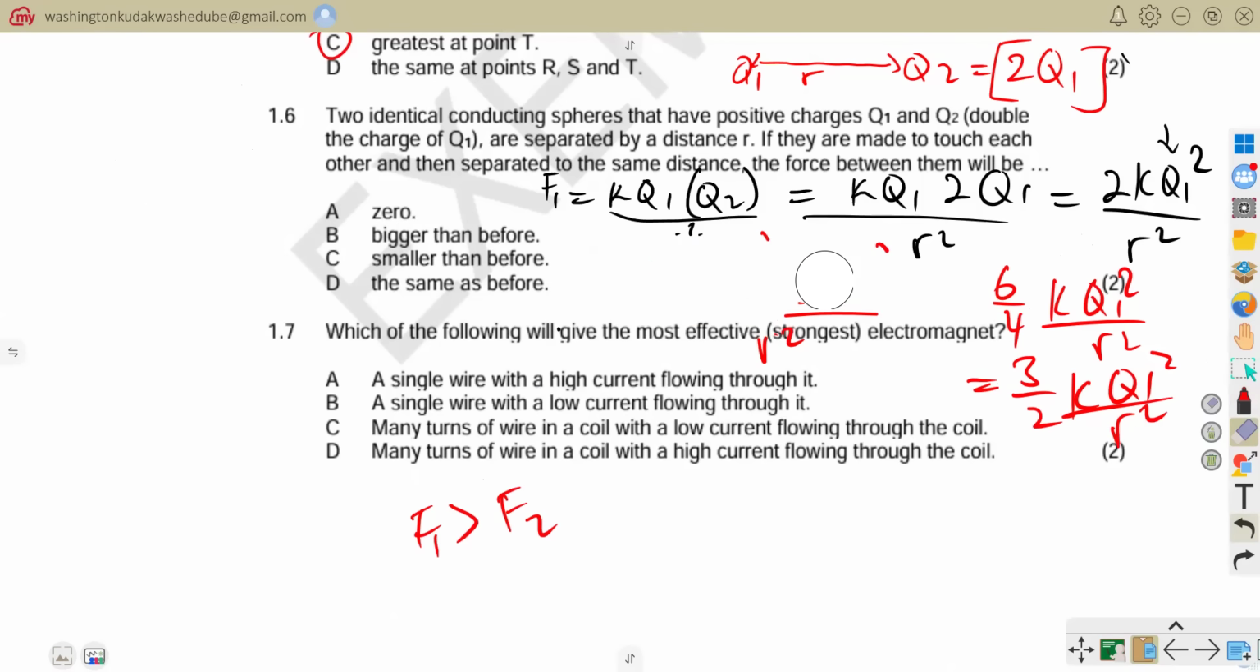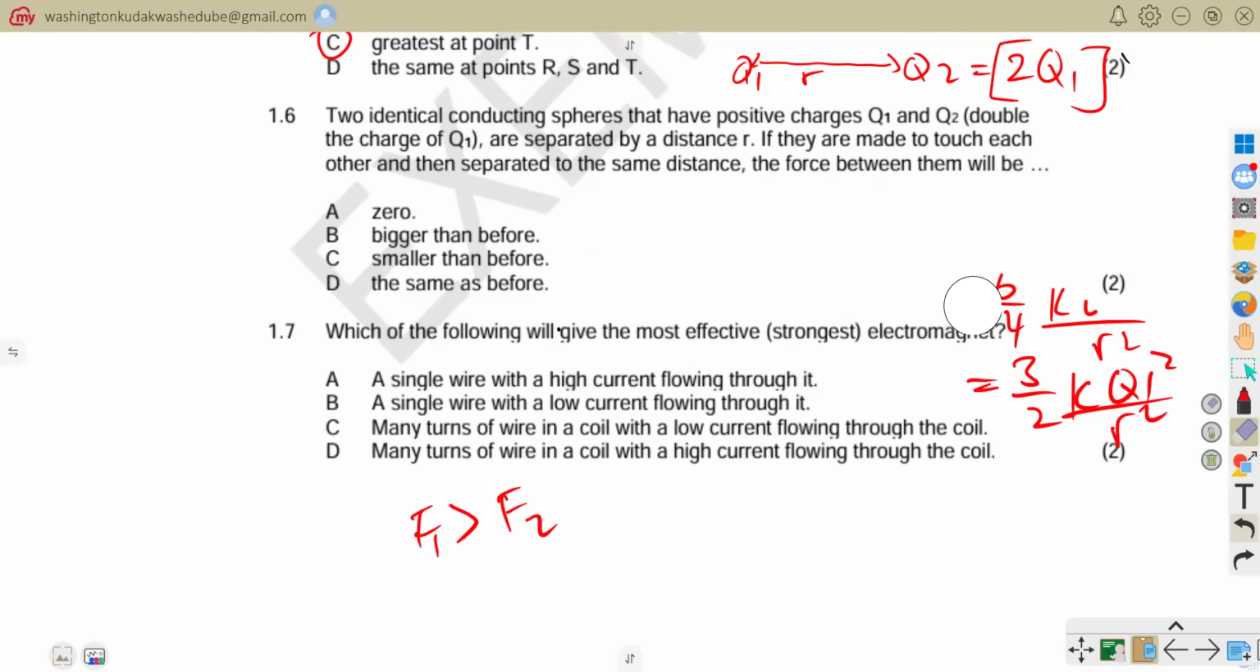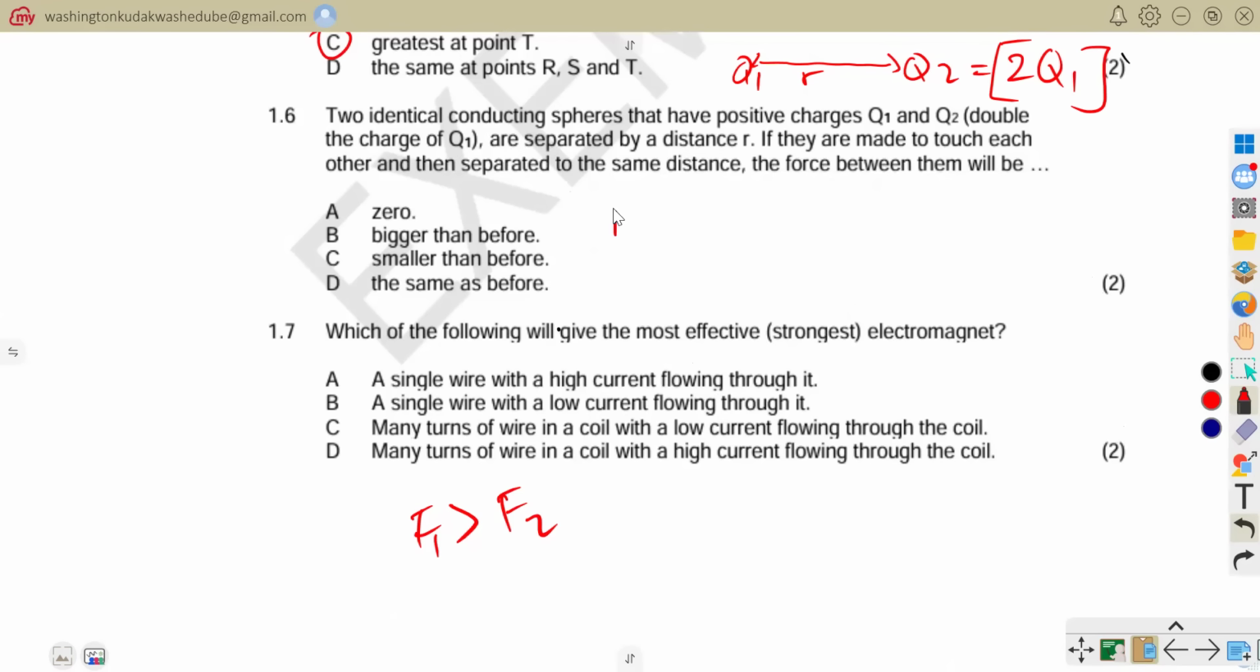So the answer there would be to say that our force now will be smaller than it was before, because F2 is smaller than F1, or else F1 is greater than F2. So our force now, the force between them, will be smaller than before. That is C.